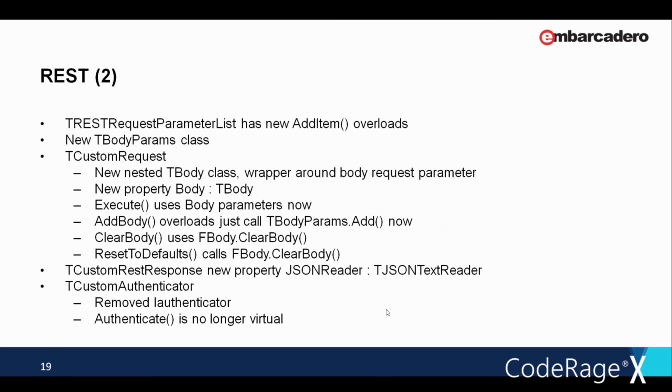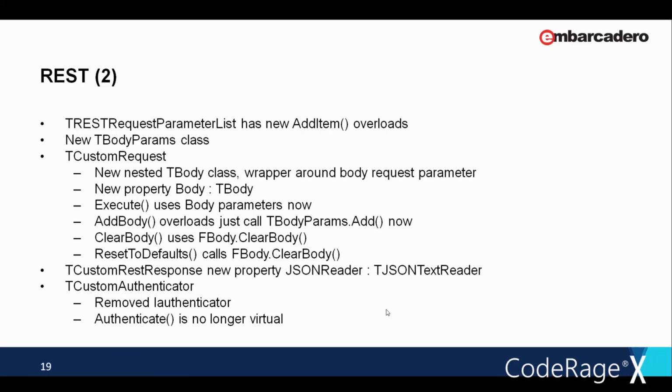Additional REST changes. The REST request parameter list has new add item overloads. There's a new body params class, which is part of the pattern that was used for the HTTP changes. Custom request has a new nested TBody class and a new property that corresponds to that, which is body. Execute uses the body parameters now. Add body overload just calls TBodyParams add. It's just a one-liner. Clear body uses FBody clear body, so it's really cleaned up the code a lot.